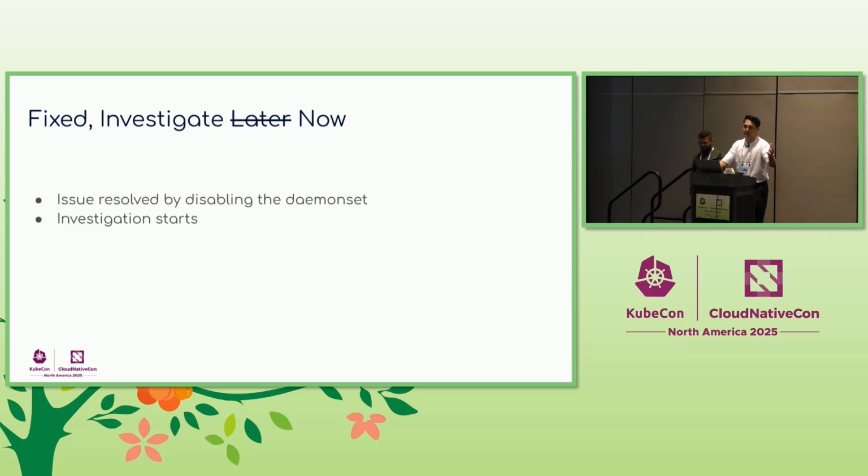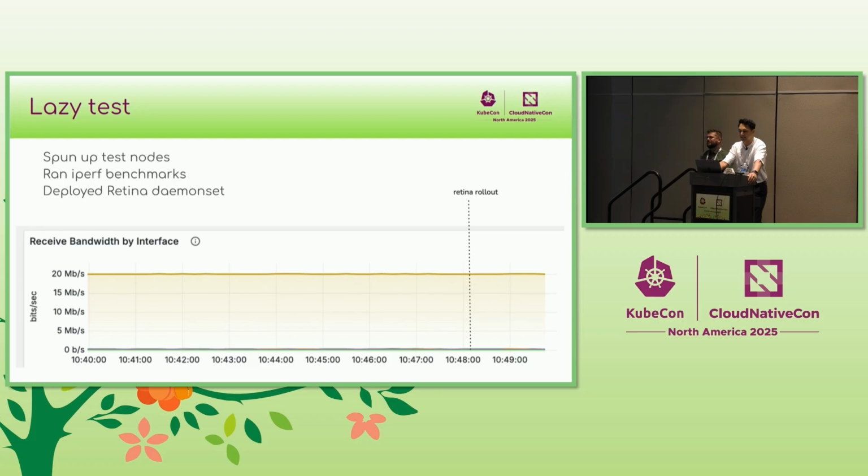We built up a small cluster with 4-core node machines, installed the Retina DaemonSet there, and ran some iPerf tests. We were hoping it would be something super obvious that we could figure out and just report back. But guess what? There was no degradation, actually. It behaved totally differently from the production environment. We call it a lazy test, because that's the effort we put in. It was a very lazy initiative.